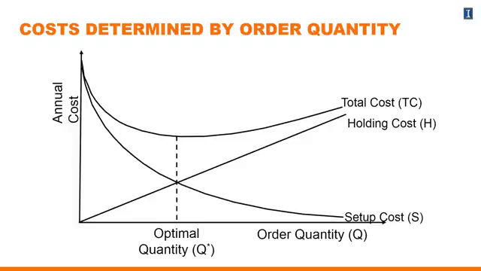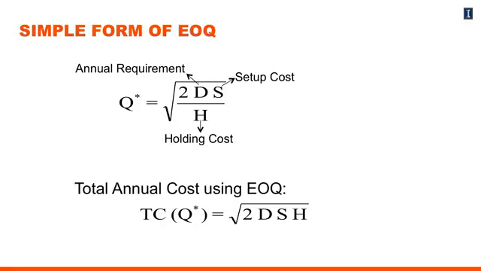So the optimal quantity Q star is what you want. It's the quantity at which your total cost is going to be at its absolute minimum. So there's going to be a unique minimum in terms of total cost, and that unique minimum is going to come from an optimal quantity Q star, which can be computed based on the economic order quantity formula. EOQ, or Q star, is the square root of your annual demand times your ordering cost, multiplied by 2, divided by holding cost, and take the square root.